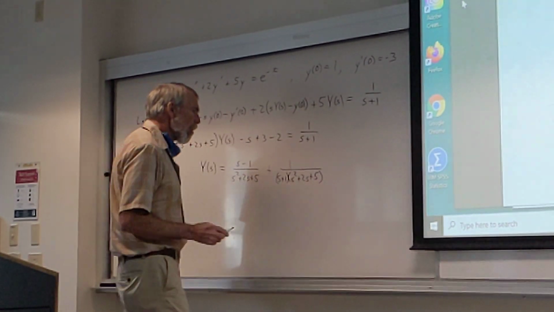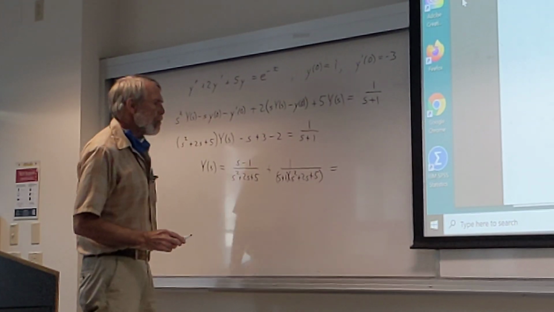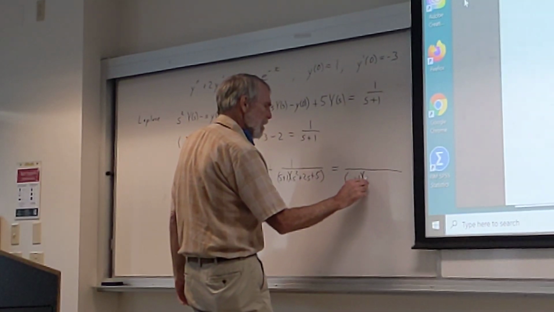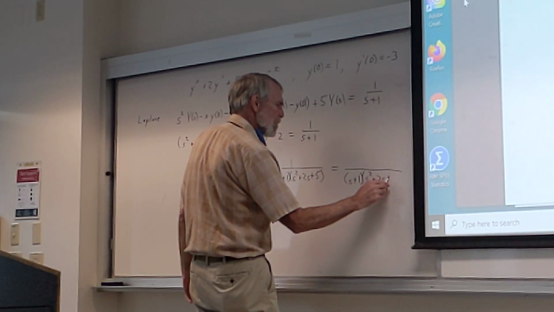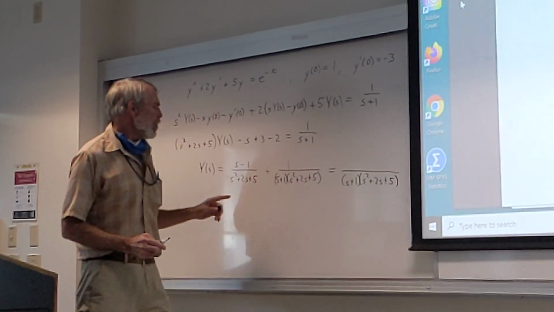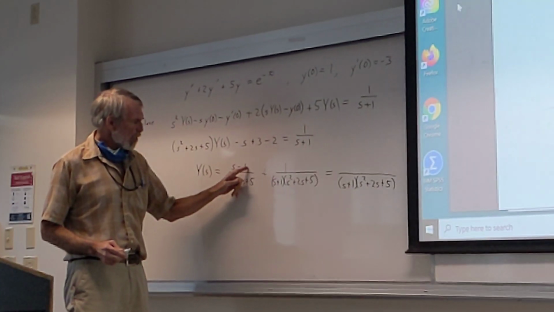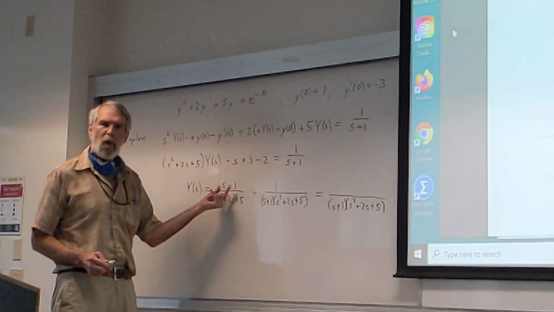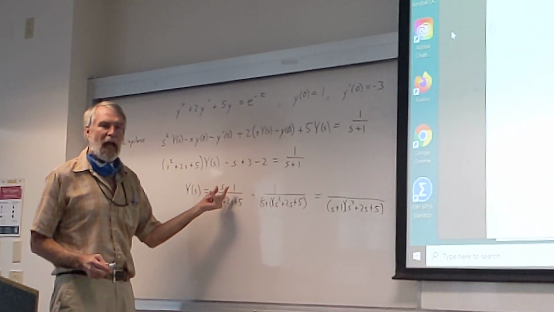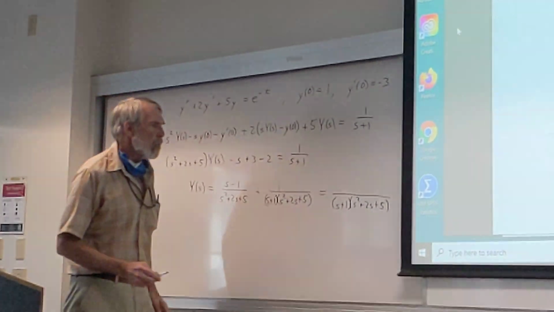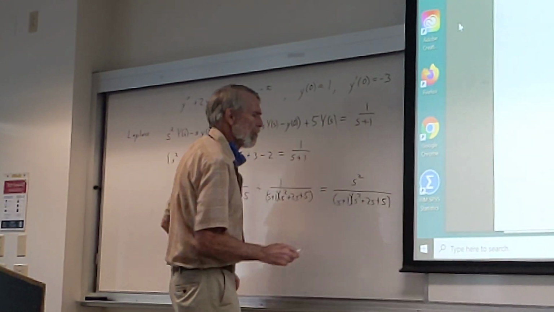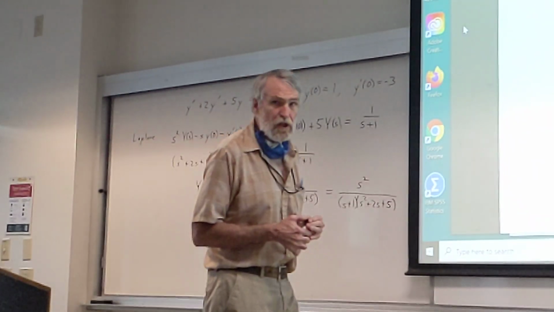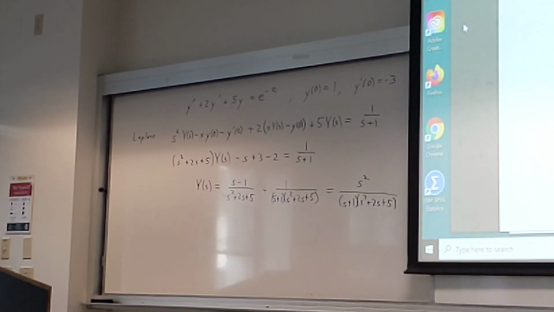Okay? All right. Now, if we put this all over a common denominator of s plus 1 times s squared plus 2s plus 5, then in the numerator, notice we would have to multiply this times s plus 1, right? So this would give us an s squared minus 1, right? And so then add 1 to that, we just get an s squared. Okay? Everybody fine with that? So, as I said, this is just doing algebra.